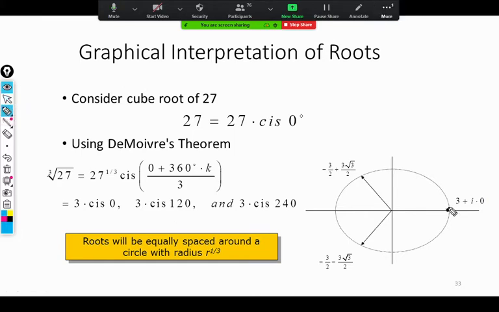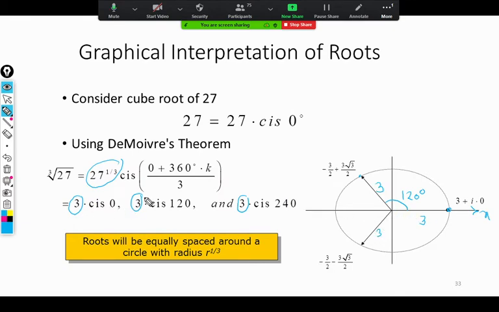The first is here, which is 3 times cis 0. So this is on the x-axis. This is the first point we get. The second point is at 120 degrees. Each of these complex numbers has the magnitude cube root of 27, that is 3. 3 is the magnitude of each of the 3 roots. So this length from the origin is 3 units, this is again 3 units and this is also 3 units. Only the angle will differ.